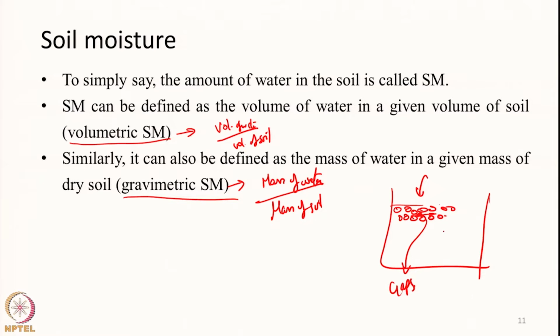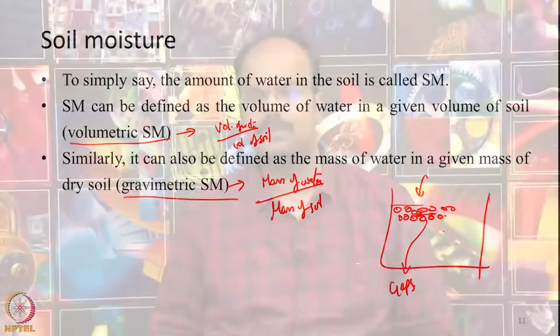Estimation of soil moisture is of paramount importance to agricultural applications, drought monitoring, meteorological applications and so on. It is one of the major variables, we call it a state variable. It is one of the important variables in the earth system which is required for several applications. Estimating soil moisture again is not a straightforward task. Normally we will not observe soil moisture directly, we have to do some other measurements and get soil moisture out of it.